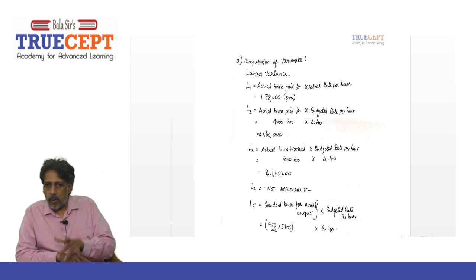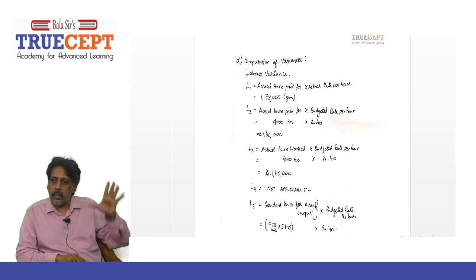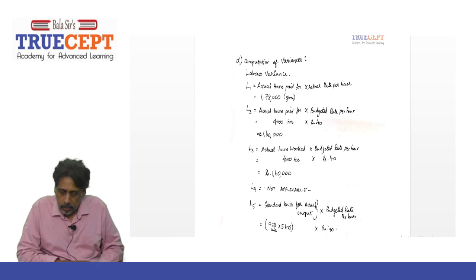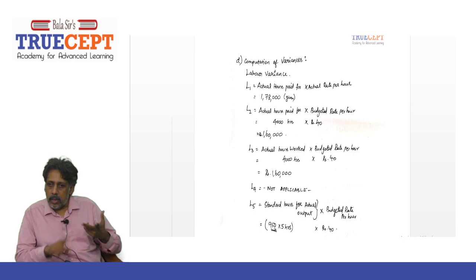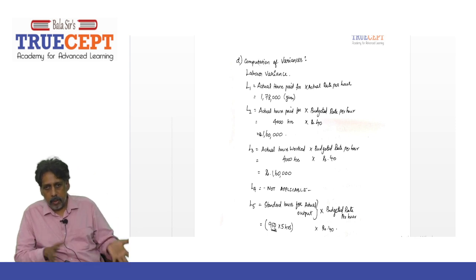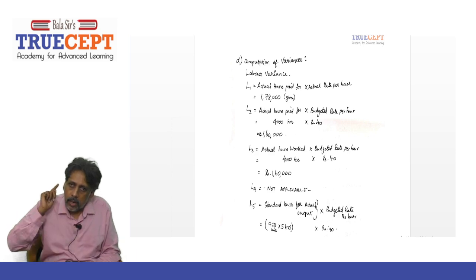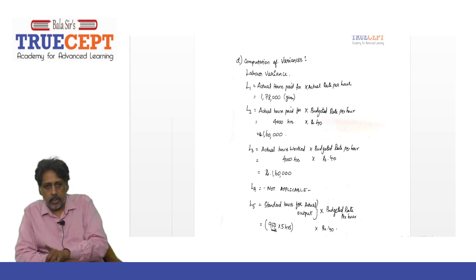L2 is actual hours paid for into the budgeted rate per hour. Nothing but 4,000 hours into rupees 40 per labor hour. How much? 1,60,000. And L3 is actual hours worked into the budgeted rate. In this case, there is no idle time, so hours worked will be the same as hours paid for. So same 4,000 hours into rupees 40 per hour. How much do you get? 1,60,000.